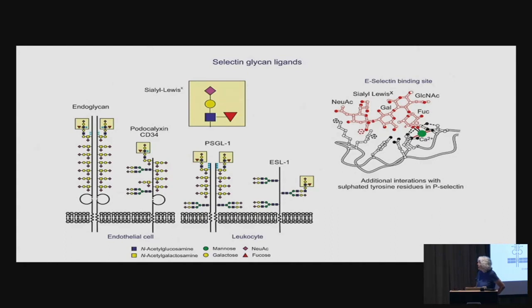P-selectin glycoprotein ligand 1 for P-selectin, and E-selectin ligand 1 for E-selectin. And this shows the details of the binding site, where the fucose ligates to the calcium, and the sialic acid is ligated, forming additional charge-charge interactions.